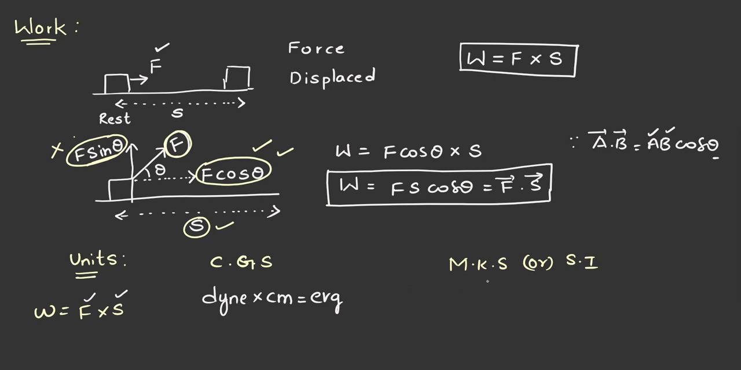And when coming to the MKS or SI unit, the SI or MKS unit of force is Newton, multiplied by the SI or MKS unit of displacement, which is meter. Therefore, Newton into meter is the SI or MKS unit of work, which can also be simply called joule, and it is represented by J. Joule is a scientist's name.